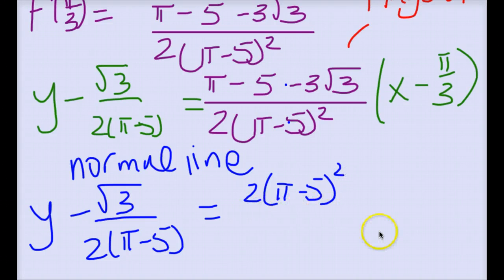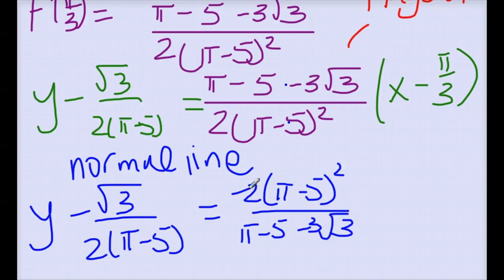all over pi minus 5 minus 3 radical 3, and I'm going to stick a negative in front of it. Alright? And then I'm going to continue and do x minus pi over 3. So here is your tangent line, and here is your normal line. Good. So let's do another one.